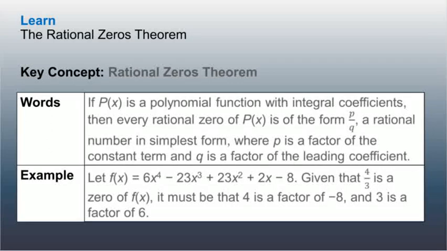So if you see the example there, f of x equals 6x to the fourth minus 23x cubed plus 23x squared plus 2x minus 8. Given that 4/3 is a zero of f of x, it must be that 4 is a factor of -8 and 3 is a factor of -6. So your p is your constant term, and your q is your leading coefficient. If you write the factors and do the division, you end up with 4/3 as one of the options.